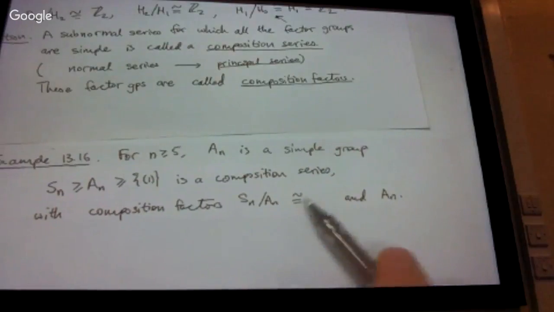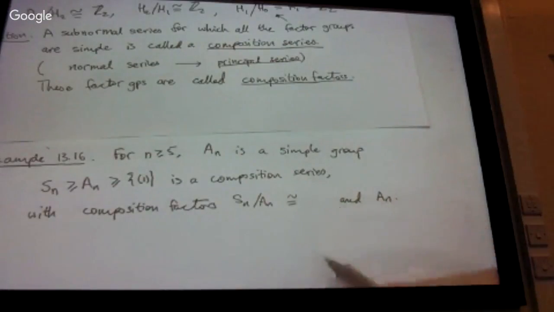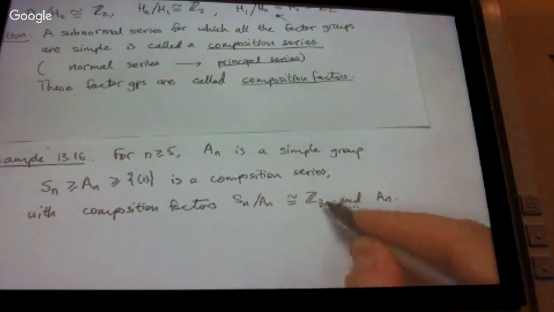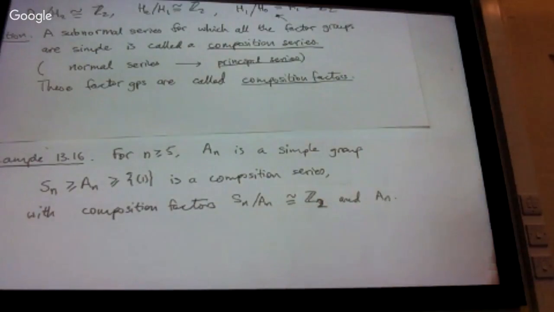So what's this isomorphic to? Come on. Yes. Why do I write Z3? After, because I got too excited. 3 is always better than 2.